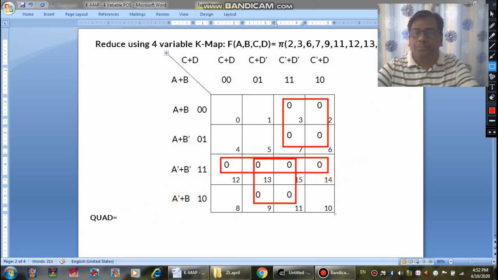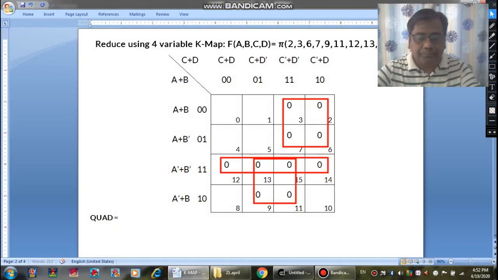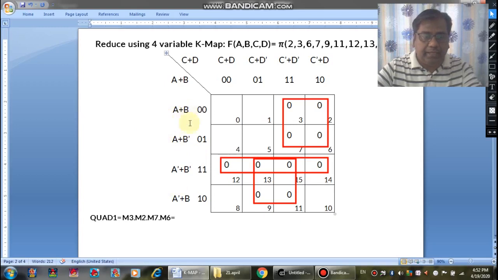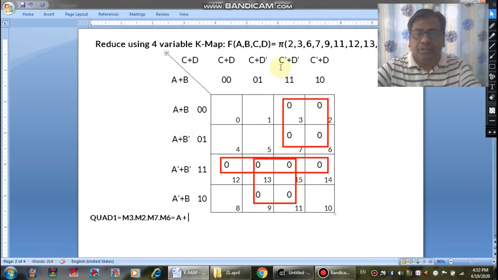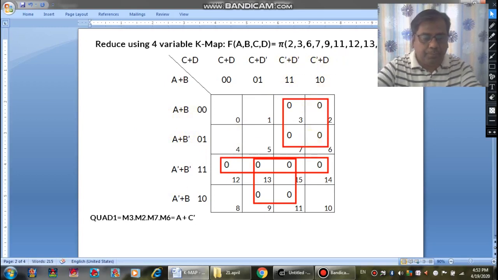We have 3 quads. Now we have to look out for the answer. Quad 1: in quad 1 we are assuming M3 dot M2 dot M7 dot M6. The result of this will be A is same in both and B is changing. That means we will be taking A, plus C bar is same, D is changing. That means we will take C complement.